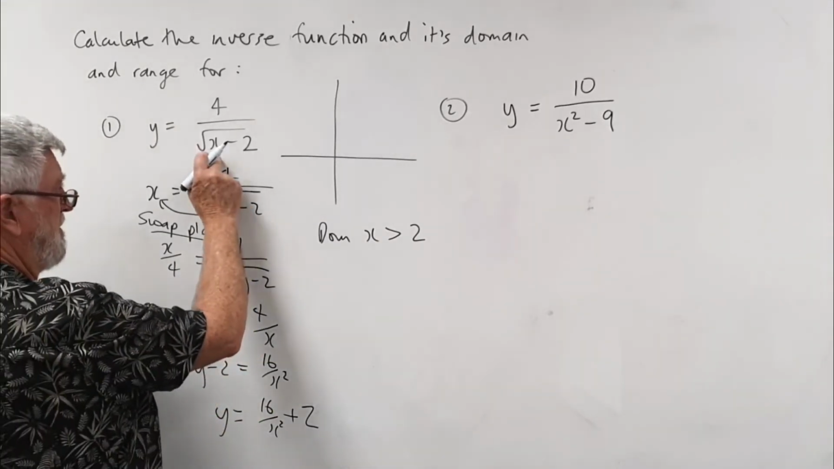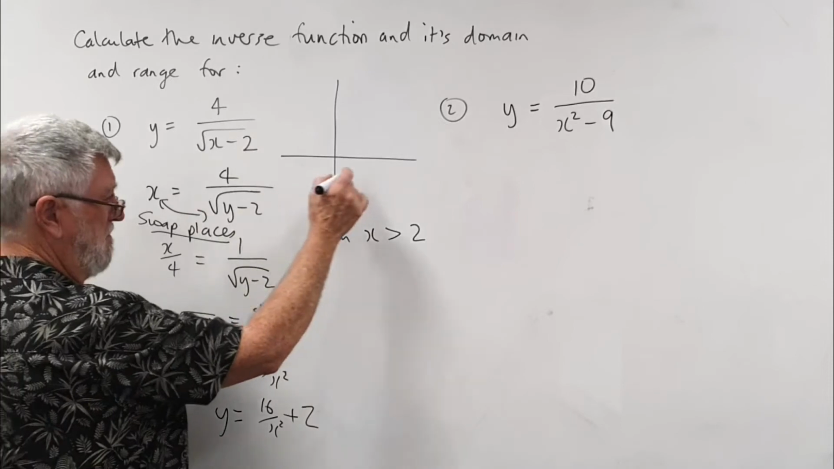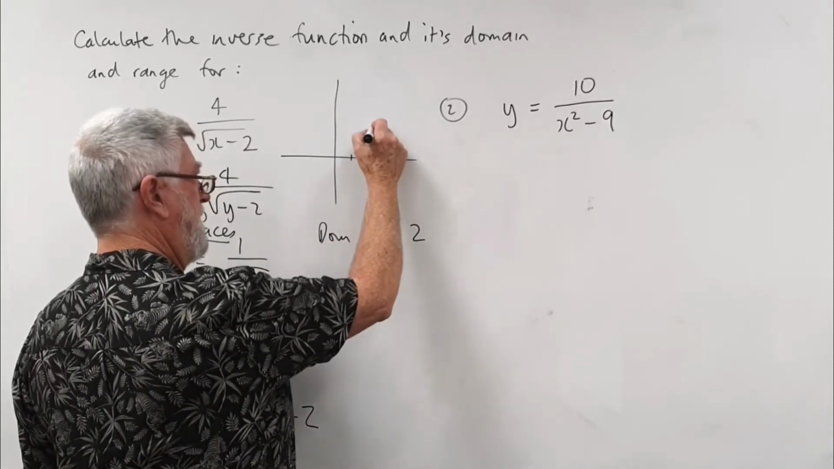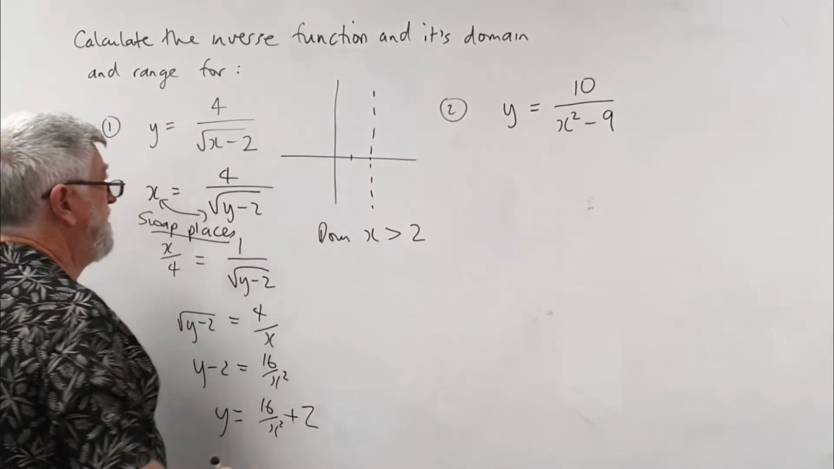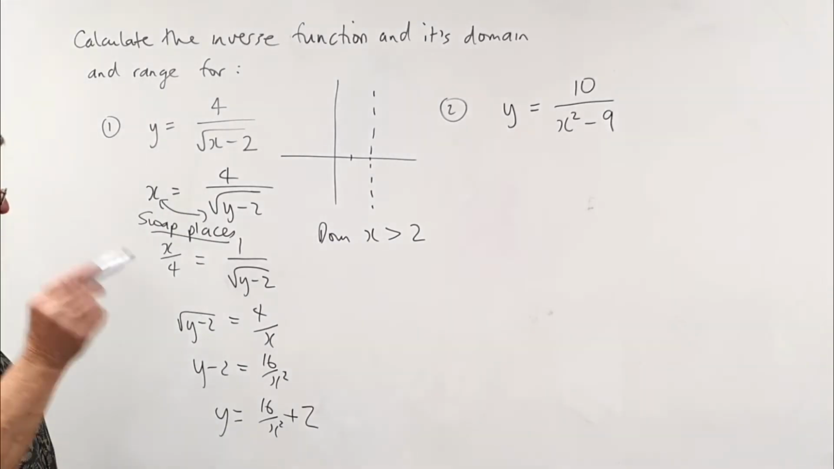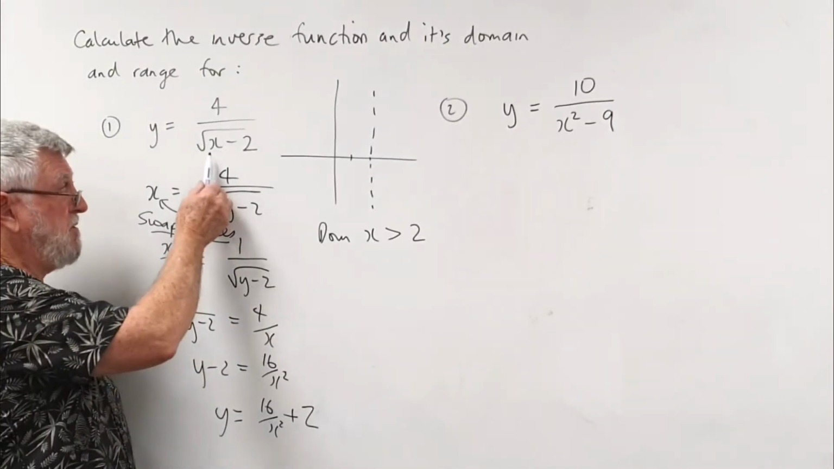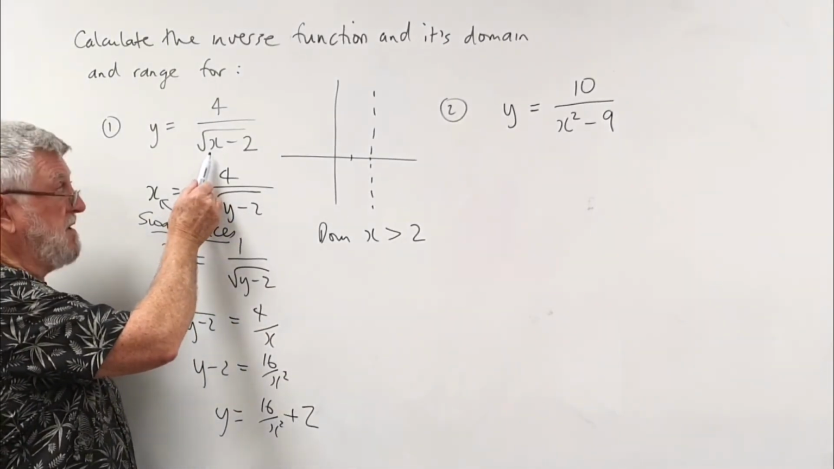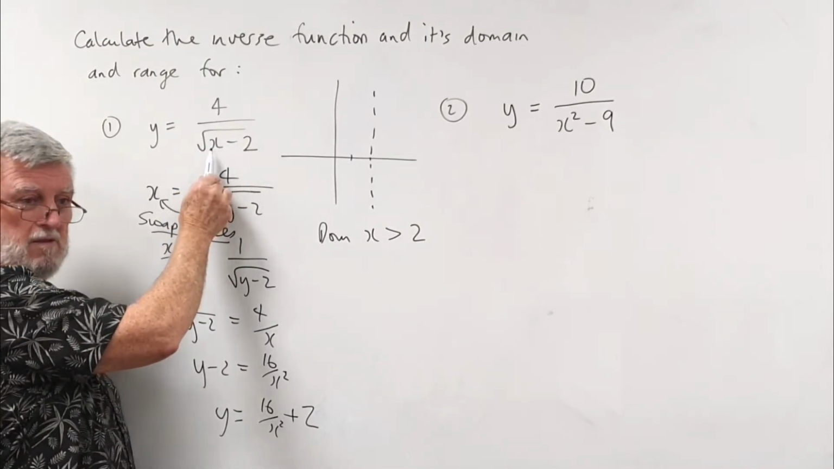So what have we got? If I put in 2, therefore I've got an asymptote there. What am I going to look for? I'm looking for nice numbers. How do I get nice numbers? 3 would be nice, because I'm going to have 4 in the square root of 1.